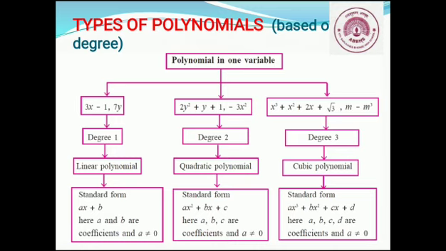Cubic polynomial. If the degree of a polynomial is 3, it is called cubic polynomial. Example, x cube plus x square plus 2x plus root 3 or m minus m cube is also a cubic polynomial. Standard form of cubic polynomial is ax cube plus bx square plus cx plus d, where a, b, c, d are coefficients and a is not equal to 0.